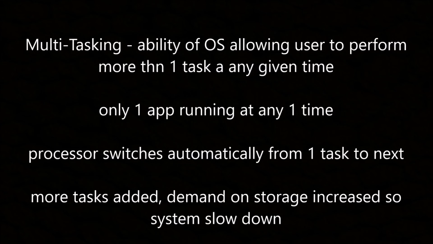Multitasking is the ability of the OS allowing the user to perform more than one task at any given time. There's only one app running at any one time, and the processor switches automatically from one task to the next. As more tasks are added, the demand on storage is increased, and so the system slows down.